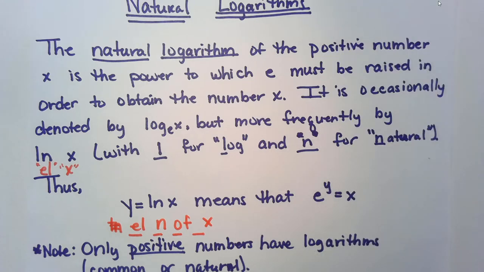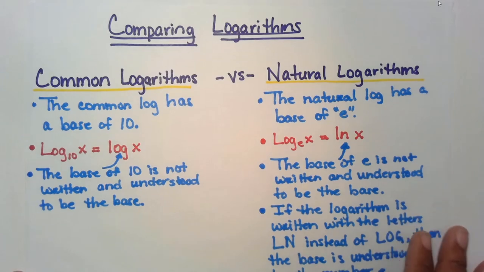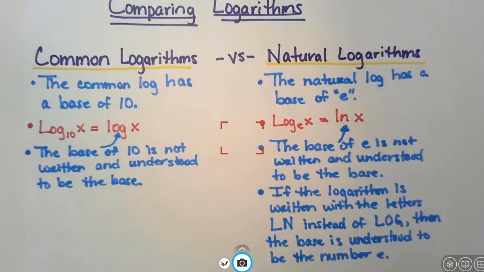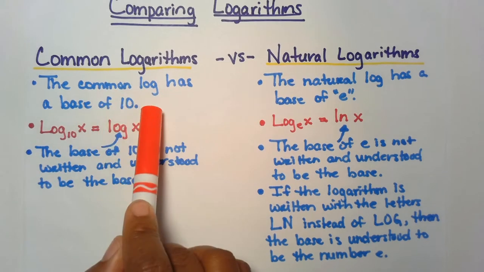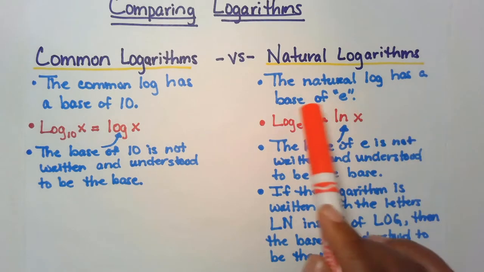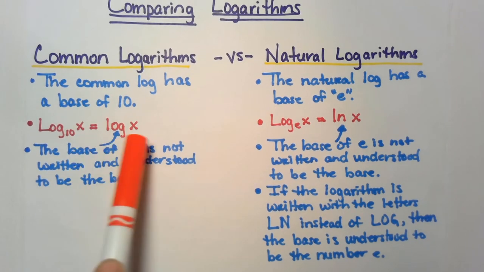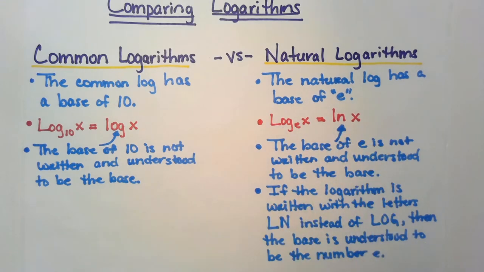Now comparing logarithms, what's the difference between these two? So the difference here is common logarithms versus natural logarithms. The common log has a base of 10, whereas the natural log has a base of e. Log base 10 of x for common log is the same thing as saying log of x. And for natural log, log base e of x is the same thing as saying ln.